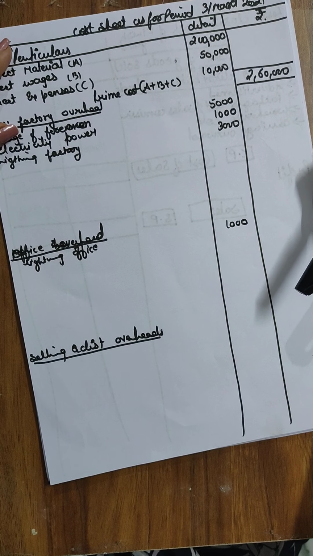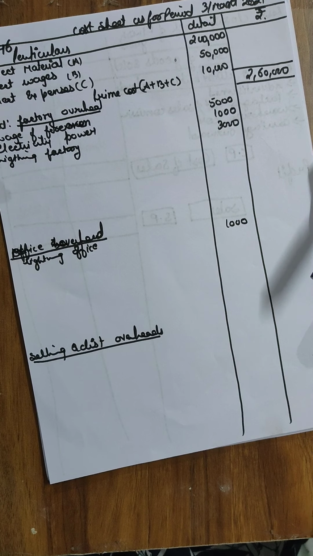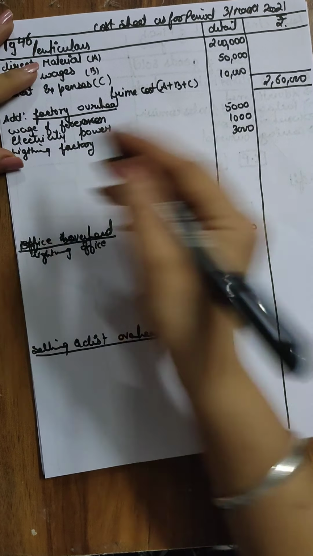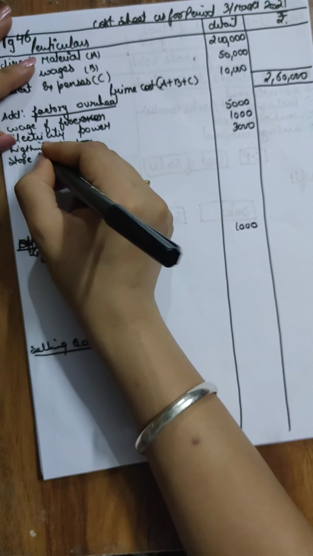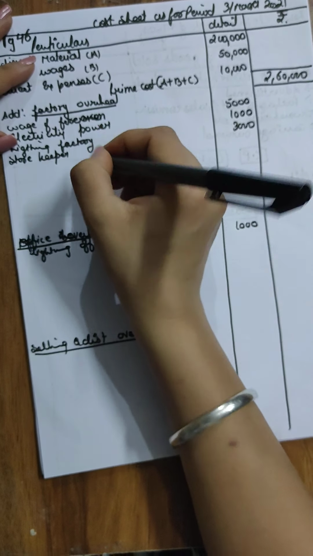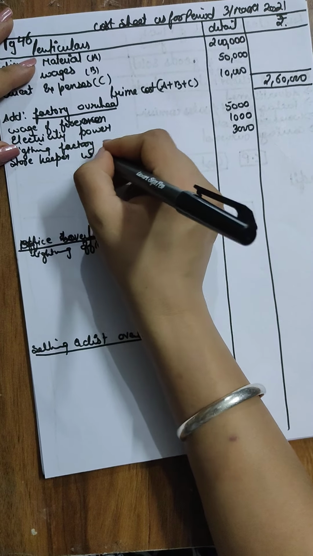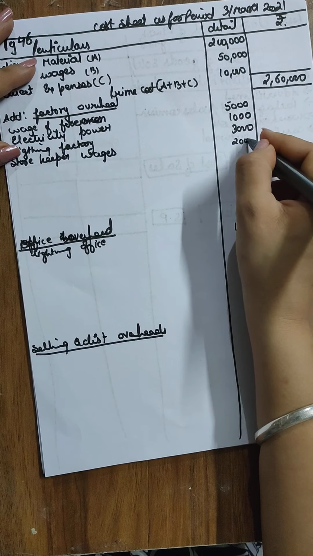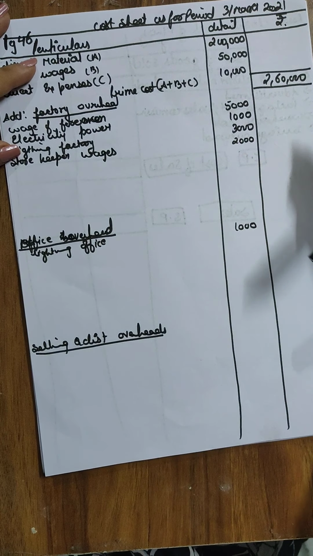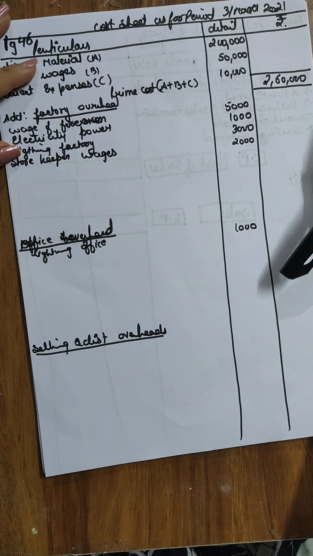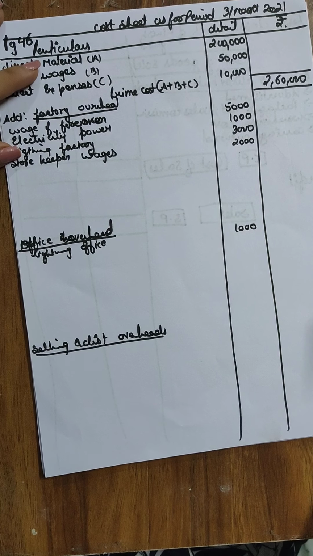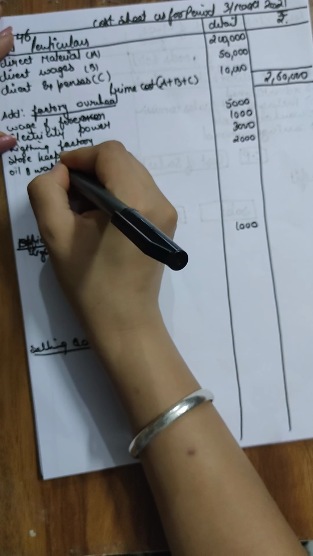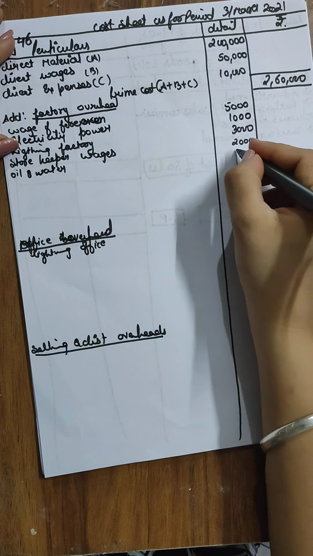So next thing which is given to me is storekeeper wages. Storekeeper is the one who is working in the factory. So here I am going to write storekeeper wages. So storekeeper wages comes as 2000. So here I am writing 2000. Next thing given to me is oil and water. So oil and water is again something that is to be used in the factory. So oil and water over here is going to come as 1000.